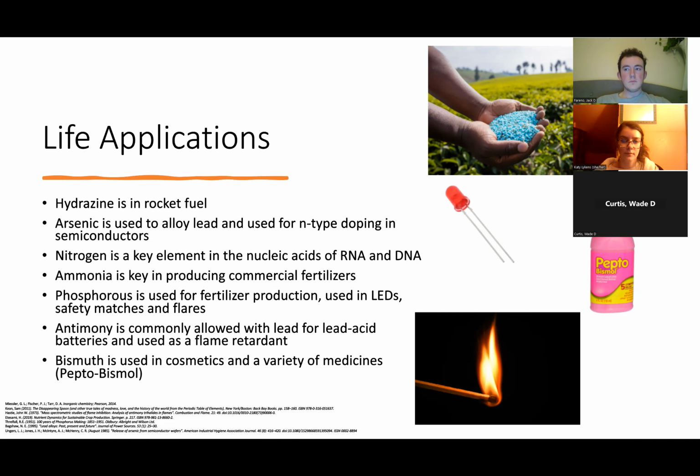Phosphorus is also used in fertilizer production. It's also used in LEDs. It's used in safety matches and flares, like the red tip at the top of safety matches, typically some phosphorus compound. Antimony is commonly alloyed with lead for lead acid batteries and used as a flame protecting agent. And bismuth is used in cosmetics and a variety of medicine. Specifically, most people know Pepto-Bismol.